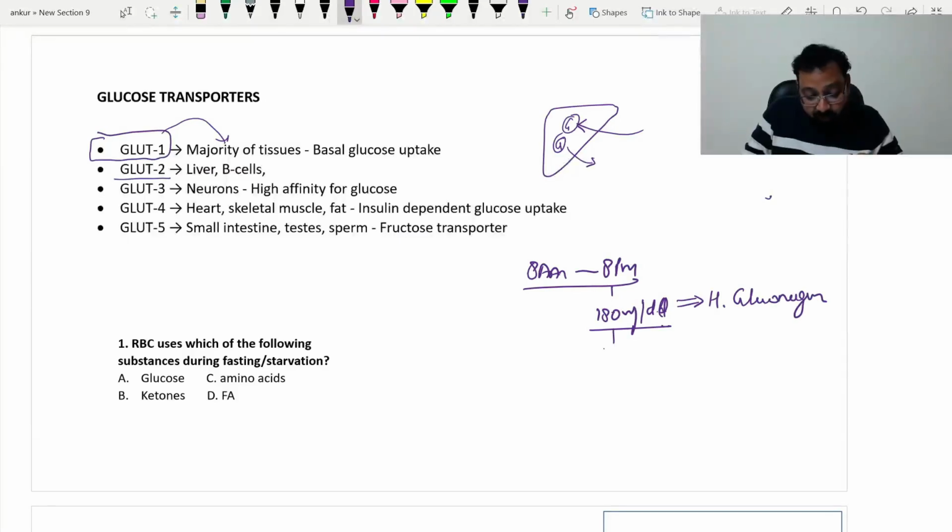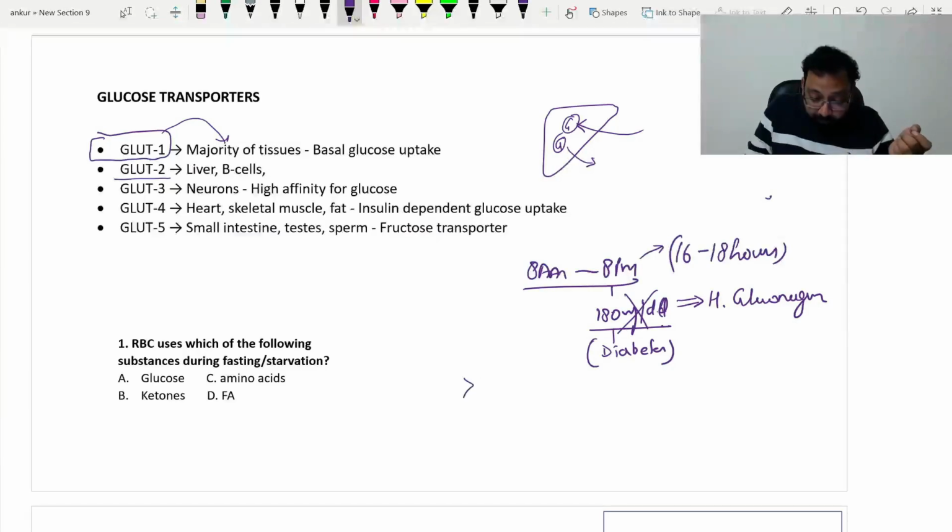Gluconeogenesis here means this is diabetes. In diabetes, there is gluconeogenesis. But if they don't comment on 180 milligram and they simply ask about 8 p.m., blood glucose is maintained in a normal person by liver glycogen, because liver glycogen can maintain blood glucose for 16 to 18 hours. After 16 to 18 hours, blood glucose is maintained up to 48 hours by gluconeogenesis.